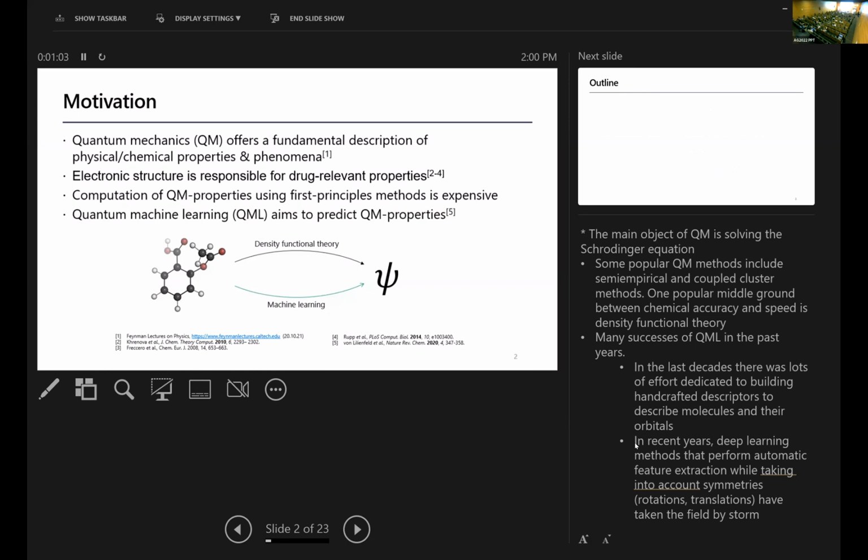So I think that everyone present in this workshop today is interested in quantum mechanics, right? And that is because quantum mechanics offers a fundamental description of both physical and chemical properties as well as phenomena, right? So the electronic structure per se is responsible for many drug-relevant properties, whether that be transition probabilities and reaction energies, as well as other things such as solubility. As we all know, computation of good QM properties in cheminformatics using ab initio methods is pretty expensive, right?